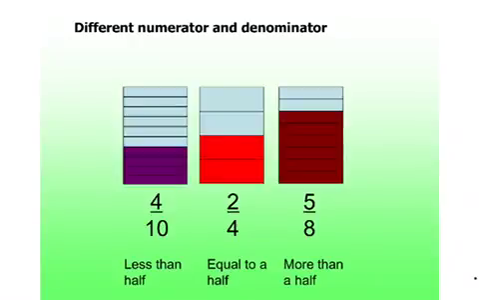And here's a visual of how that would look, right kiddos? Nice job, because they had it broken down into 10 parts of the whole. 4 of them were counted. This was broken down into 4 parts, and 2 of them were counted. And this one was broken down into 8 parts, and 5 of them were counted.